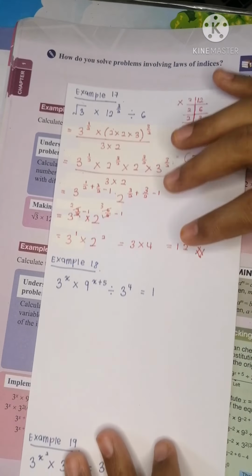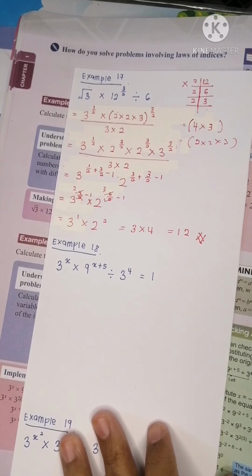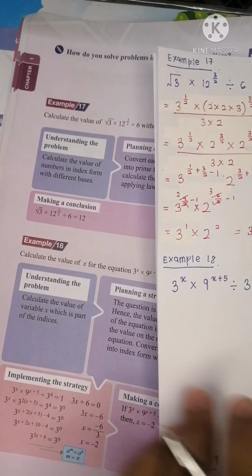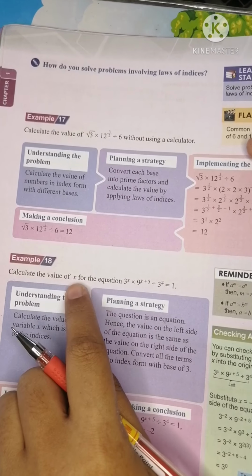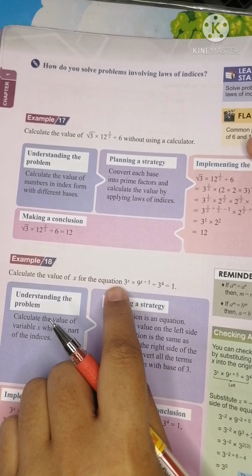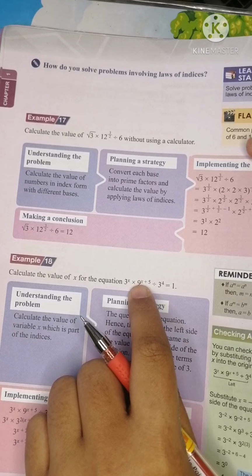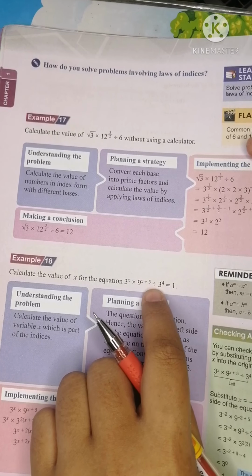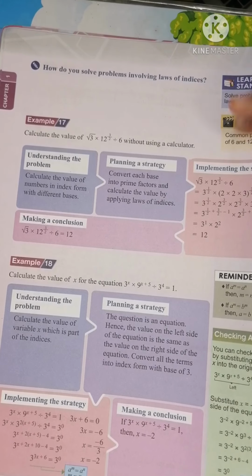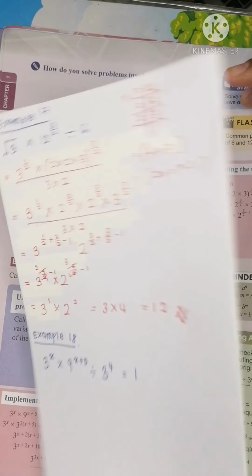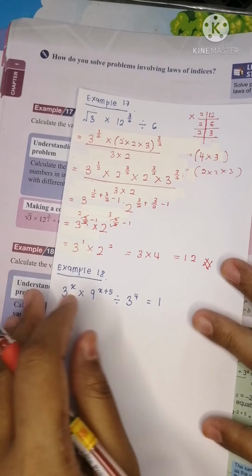Now, look at example 18. For example 18, the question asks you this one. Calculate the value of x for the equation 3 to the power of x multiply with 9 to the power of x plus 5 divide by 3 to the power of 4 equal to 1. So the question asks you to find the value of x. So this is the equation given.